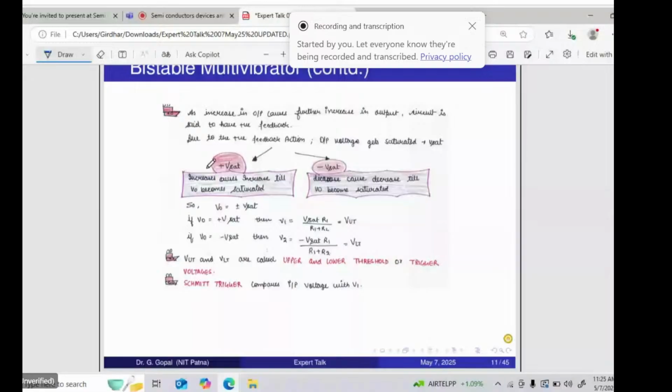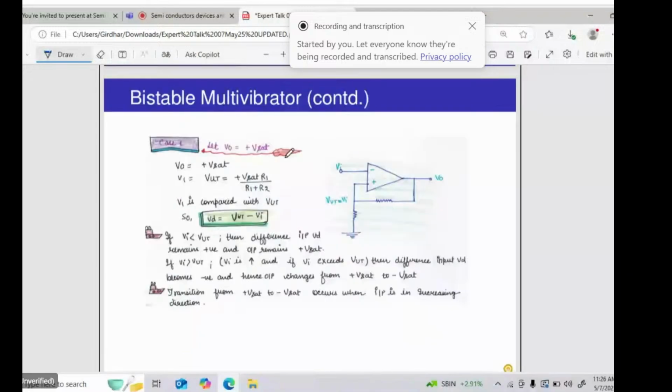Now let us consider two cases here. Let V naught be plus V sat here, then V1 is the upper trigger voltage, V sat times R1 divided by R1 plus R2. Now the input voltage Vi is compared with this upper trigger voltage. So what is the difference in voltage? Upper trigger voltage minus Vi.